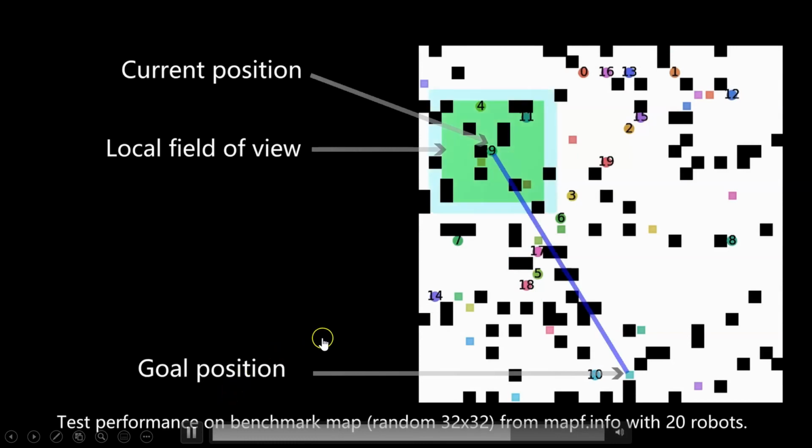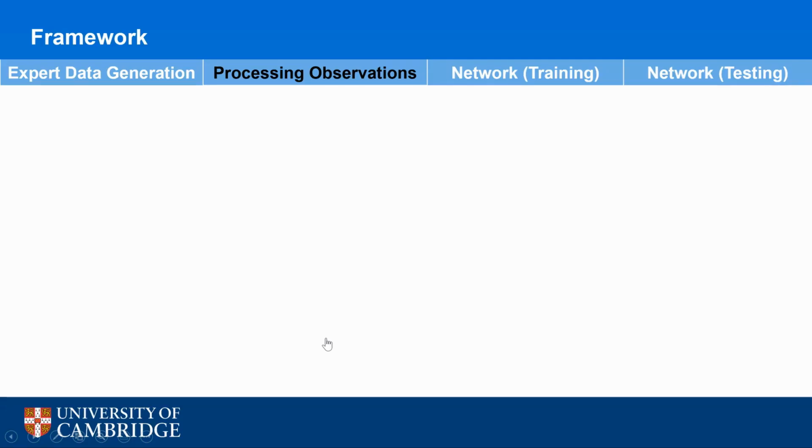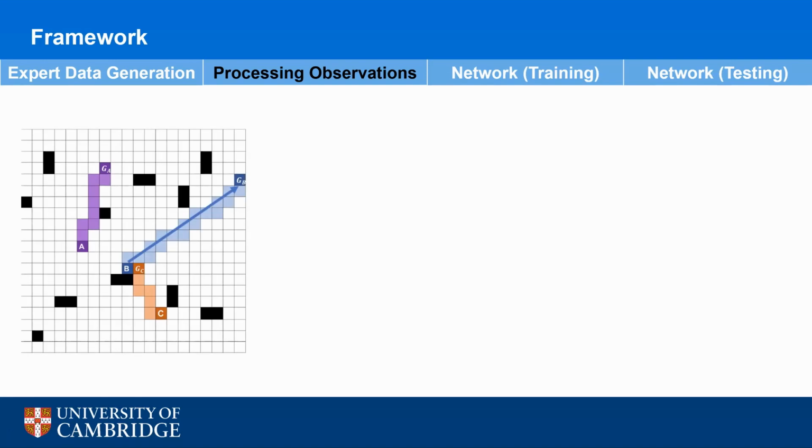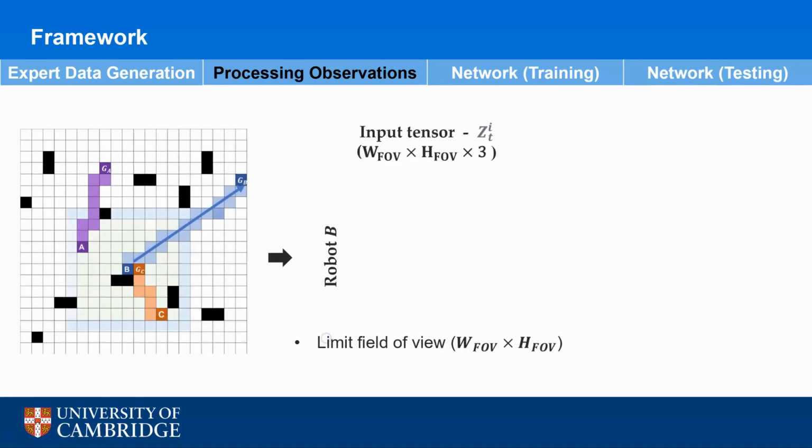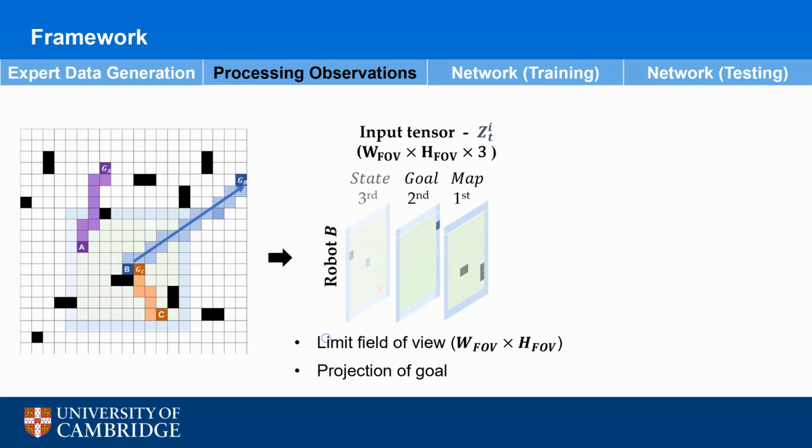Then we can transform the information within the field of view into an input tensor with 3 channels. The first channel: partial observation of the environment. Second channel: the position of the goal or its projection on the boundary of the field of view. The third channel: the self-agent at the center with other agents within its field of view.